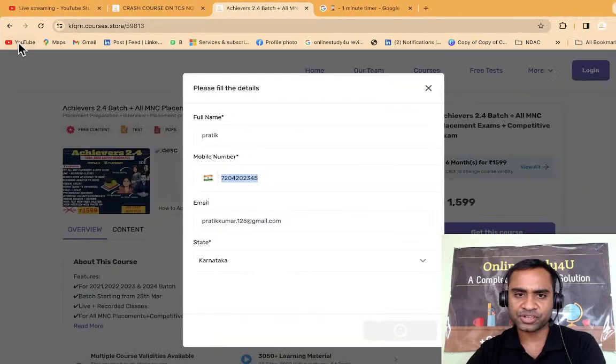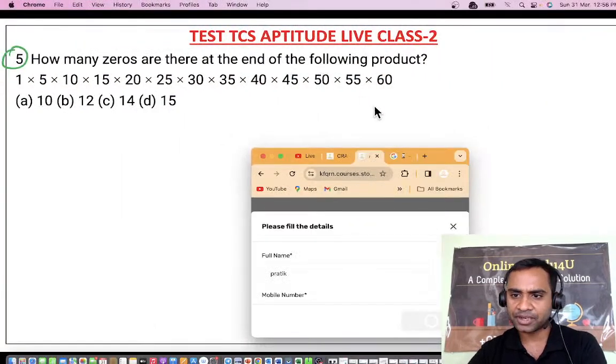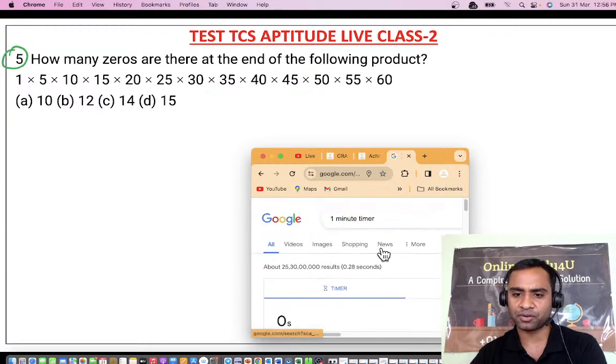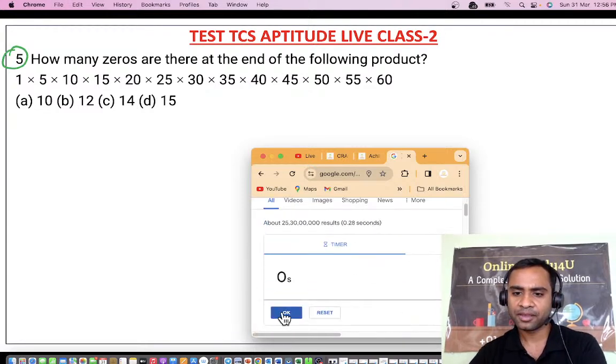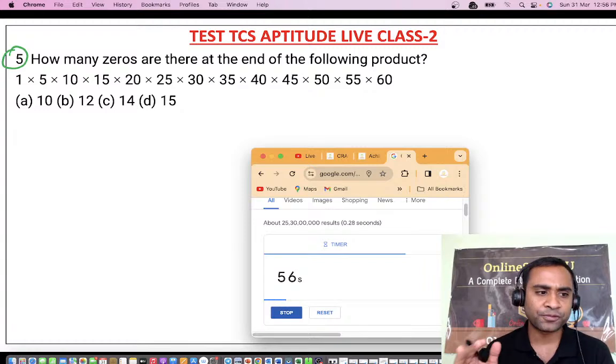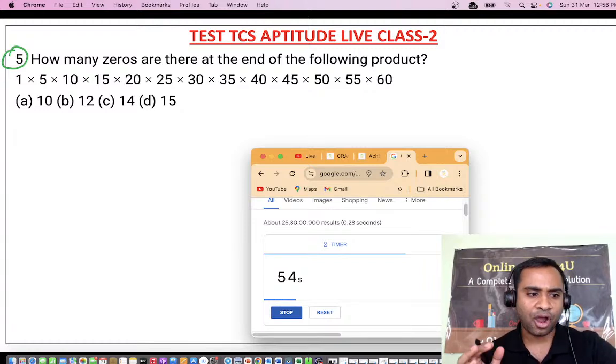For the next question I will give you the timer, and let's see how many of you are able to solve. Okay, reset. Now start. How many zeros are there at the end of the following product?